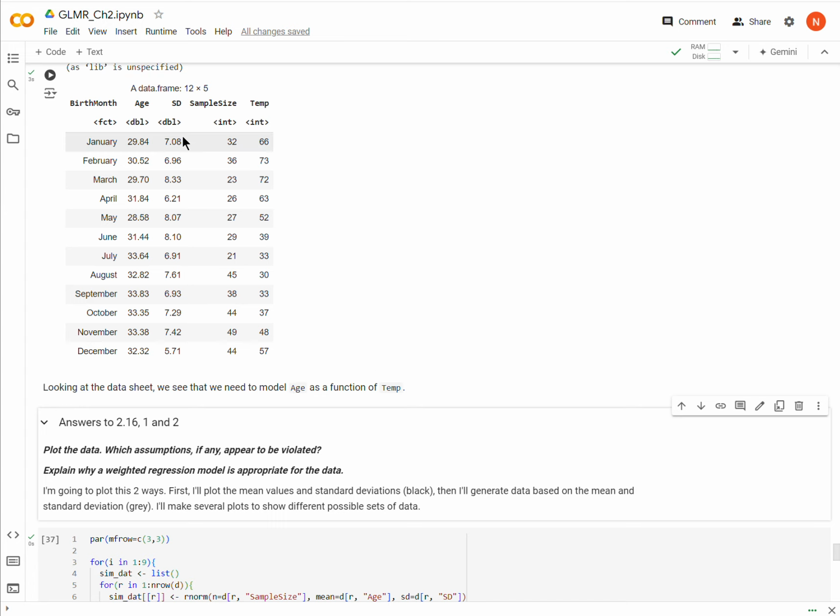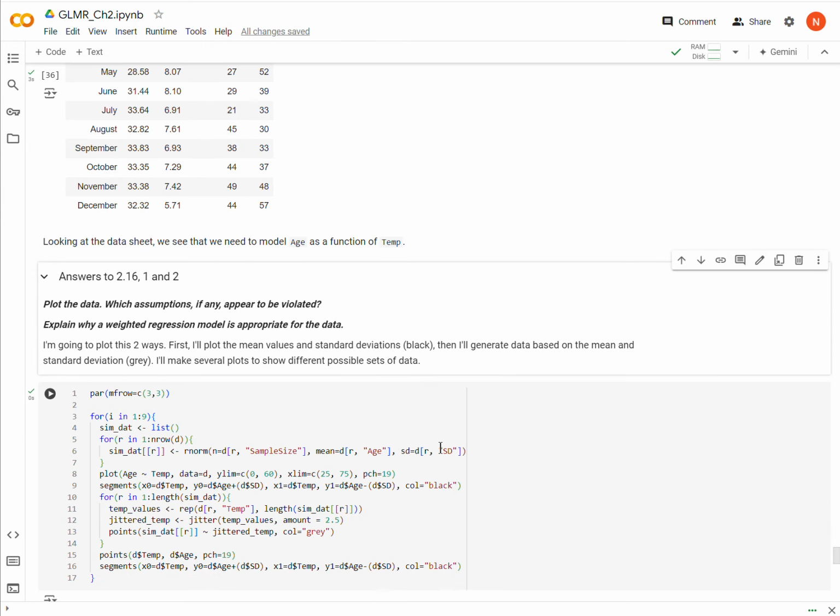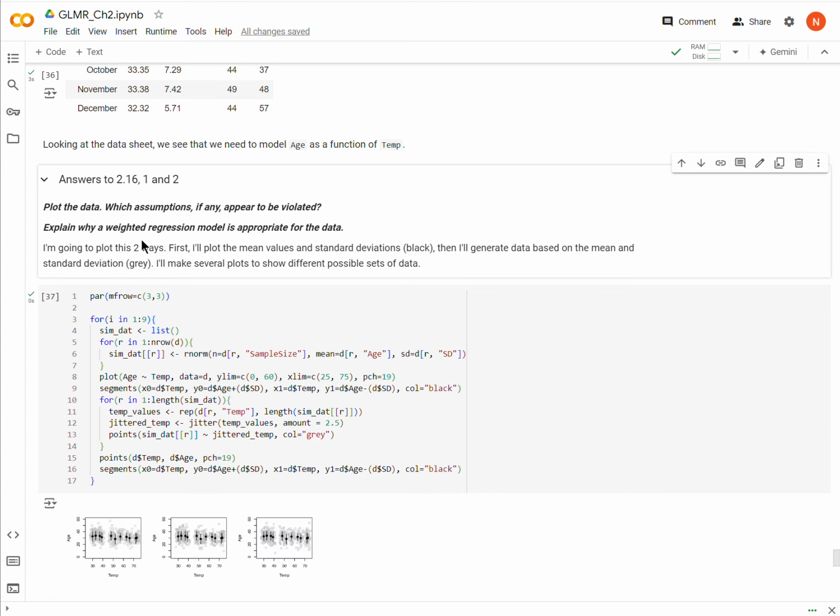But I mean, I don't know, but these don't look drastically different, right? They don't look drastically different to me. So I think that's the assumption that we're guessing should be violated. If you have a better answer, please comment for me.